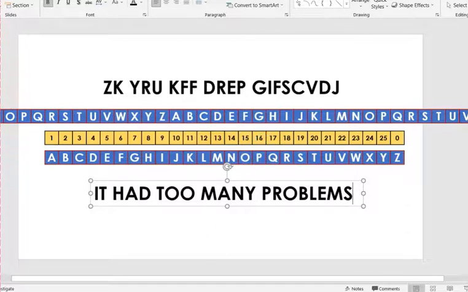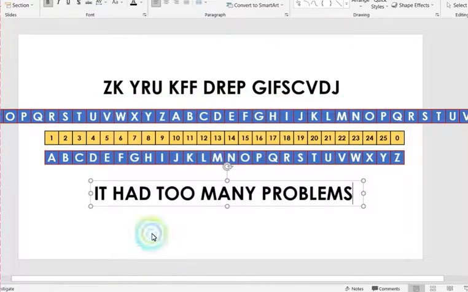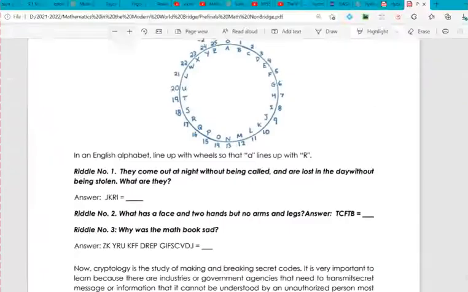So, why math book? Why was the math book sad? Correct answer is it had too many problems. And that is just the beauty of coding. So, we are sending, imbes nga ihatag mong specific na value or a specific na answer, you will be sending a code.